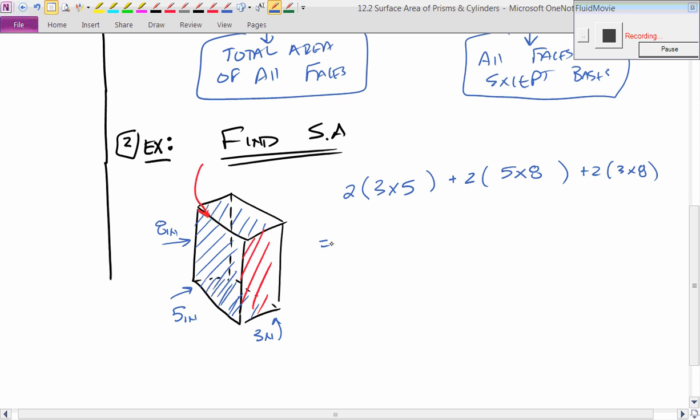Okay, you guys have calculators. I don't have one in front of me, so I need some calculator help. There's going to be 2 times, well, how much is 3 times 5? I know that one. That's just 15, isn't it? Okay, plus 2 times 5 times 8. I even know that one. That's just 40, isn't it?